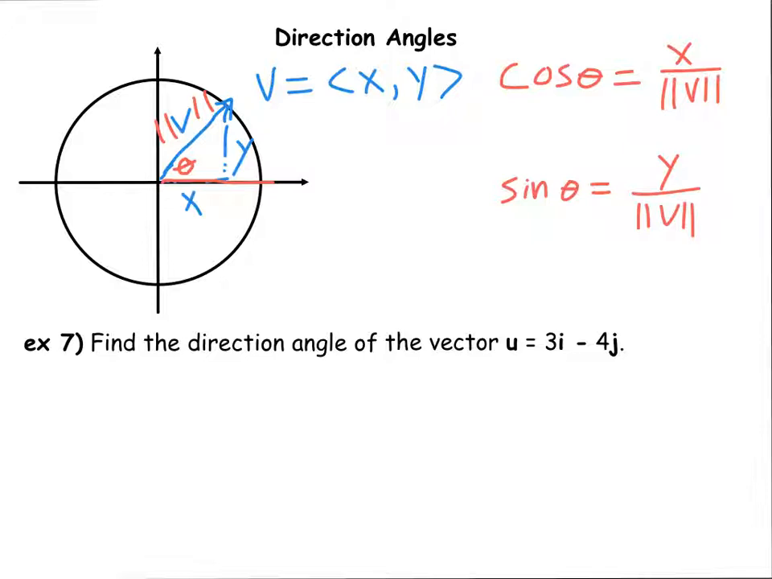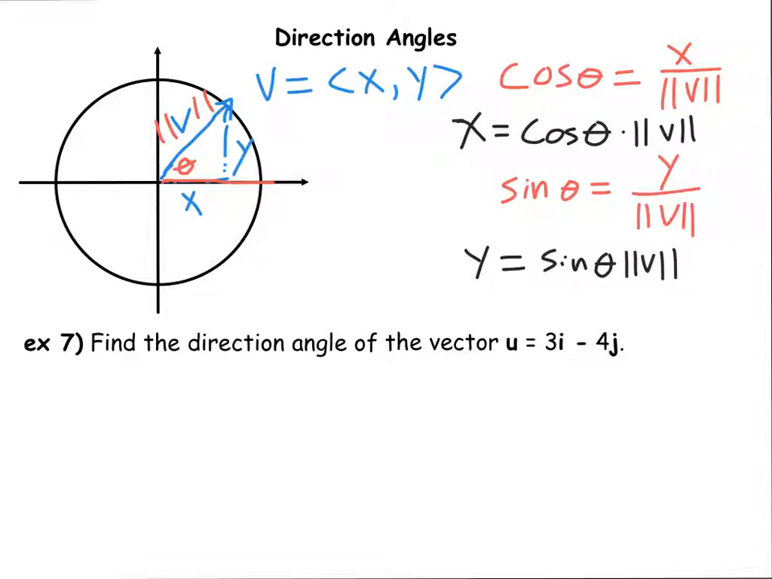Now, if we were to rearrange these a little bit, here's what you would get. Okay, that the x component would be the cosine value of the angle times the magnitude. And then over here, the y component would be the sine value of the angle times the magnitude. All right?